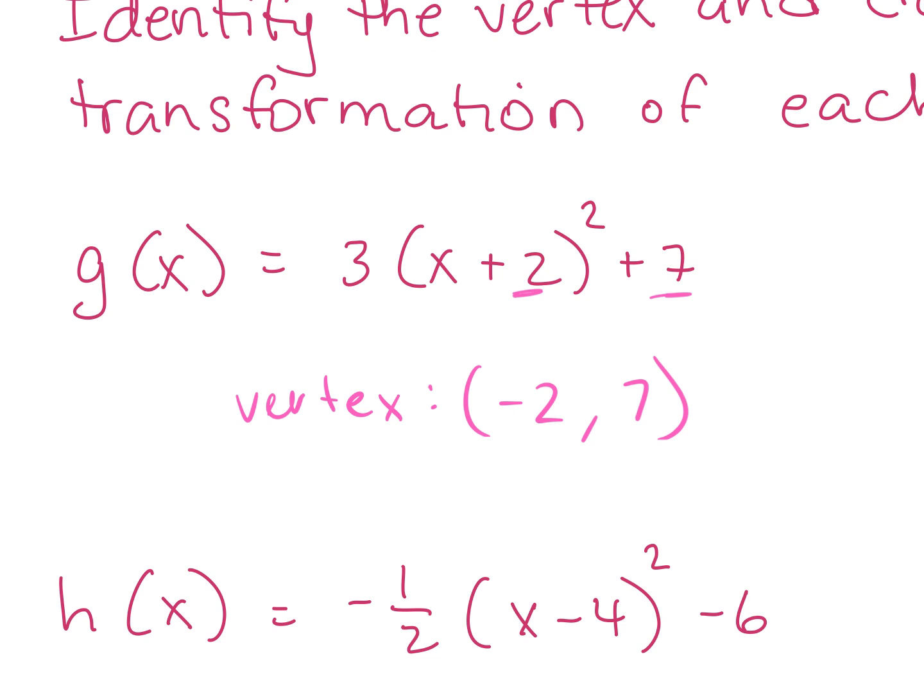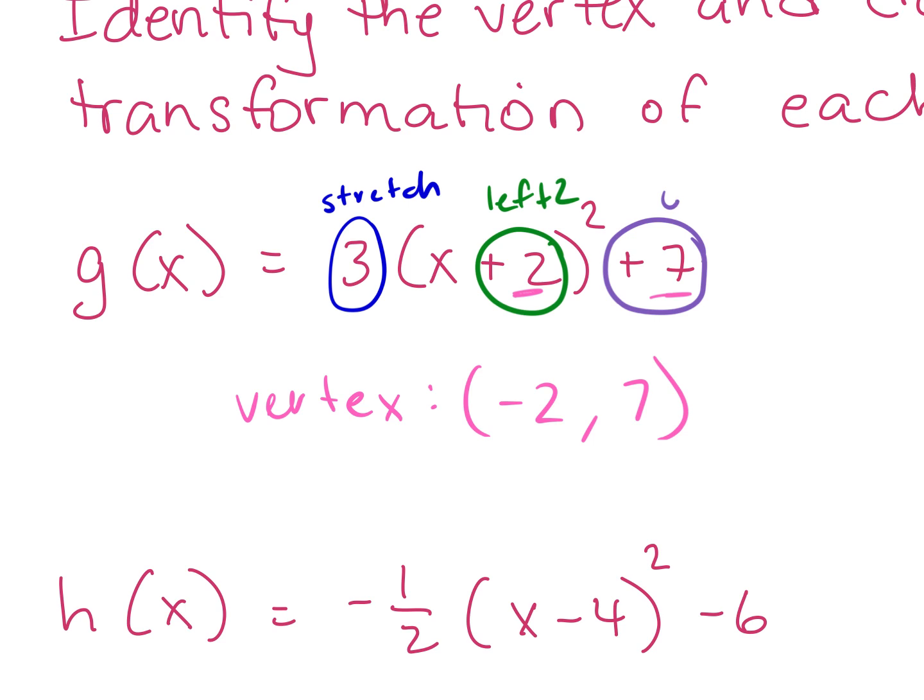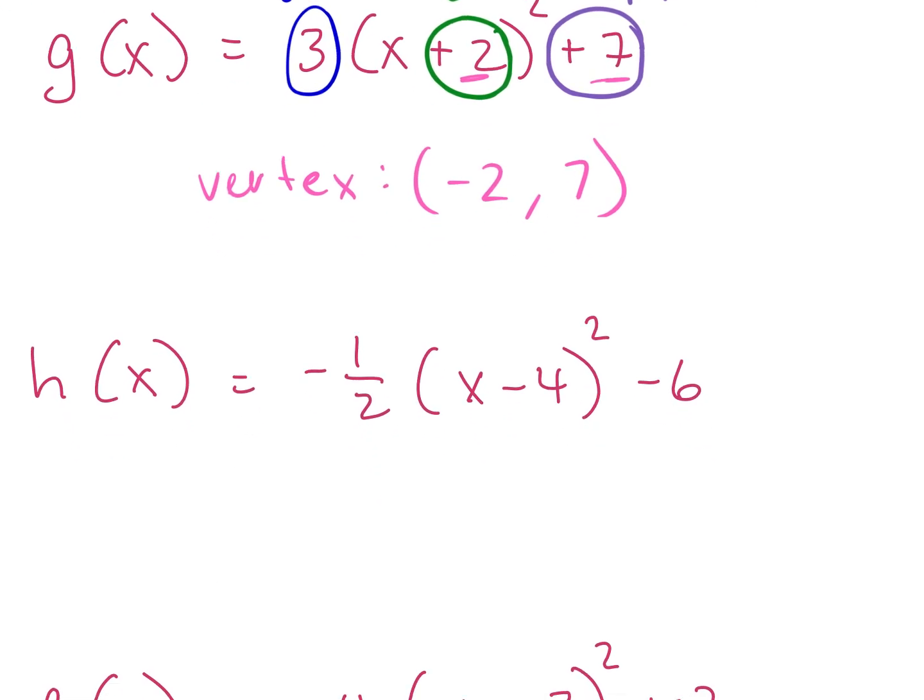Now let's identify our transformations. What happens when we multiply 3 on the outside? Is it a stretch or shrink? Stretch, because it's bigger than 1, so it's a stretch. What about when we add 2 on the inside? What type of transformation do we have here? 2 to the left, so we go to the left 2. What about when we add 7 on the outside? Up 7. Make sure you know your transformations. Let's look at the next one.